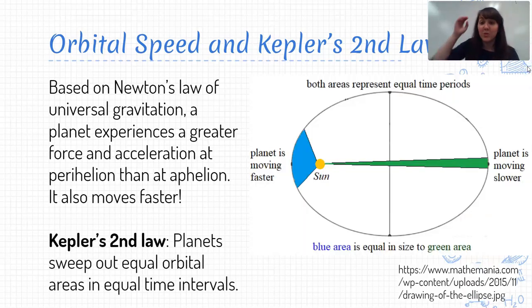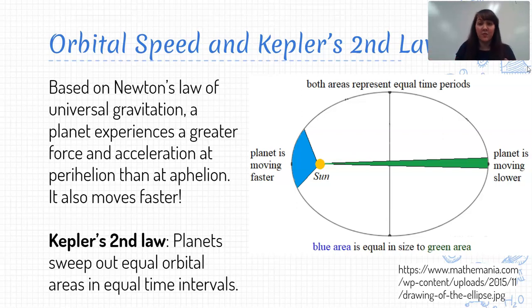This brings us to Kepler's second law, the main idea of which is that a planet will move faster when it's at perihelion, when it's closer to the object that it's orbiting, and it'll move slower as it gets farther away from the object that it's orbiting and towards aphelion.